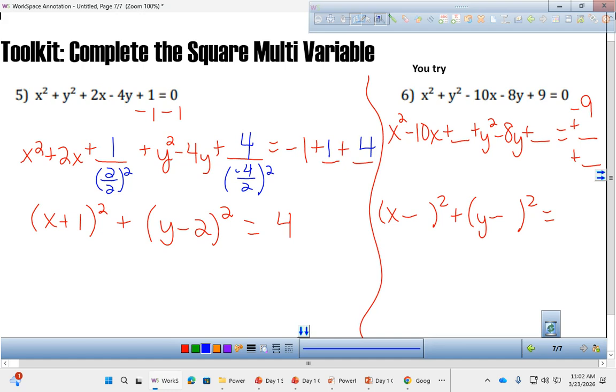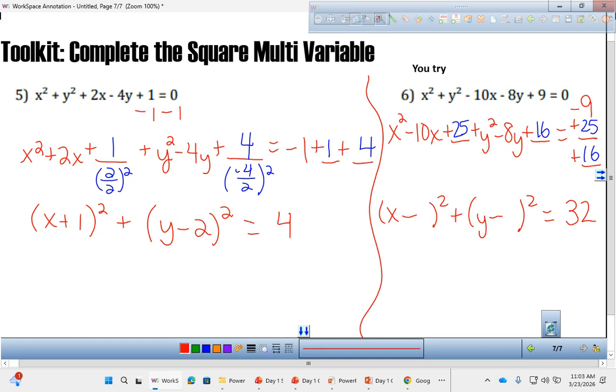Someone tell me what my first perfect square is? 25. I'll put that on this side. And what's my second perfect square? 16. All right, so we've got that factored. What do we got? We've got 41 minus 32. All right, so this side of my equation is 32. But now I need to factor, right?